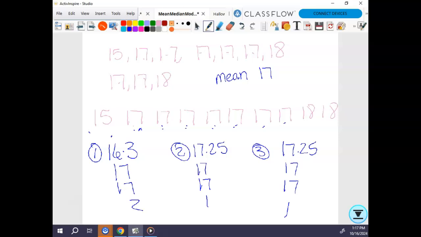Now, let's say that we wanted to add my age in here. Oh, thanks a lot. What do you think that's going to do to the mean? It's going to make it a lot higher, yes. Do you think it will change the mode? No. Will it change the median? No.